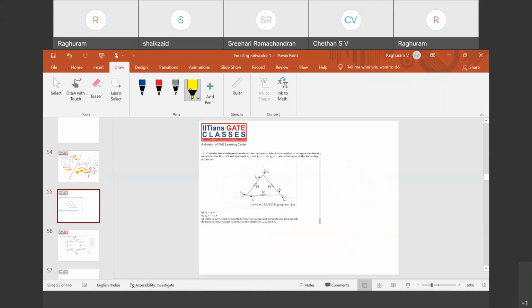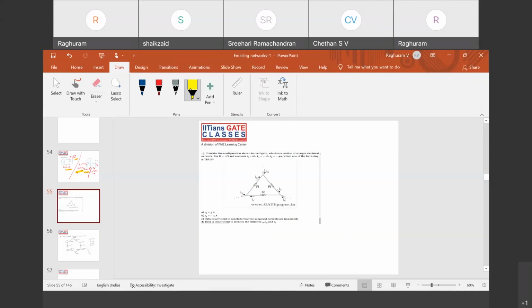So this is again a GATE question. See, consider the configuration shown in the figure, which is a portion of a large electrical network. Again, KCL and KVL are applicable for the entire network or a part of the network. You have to remember this. It is applicable for the entire network as well as any part of the network. For R1 is 1 ohm and currents I1, I4 and I5 given, which one of the following is true?